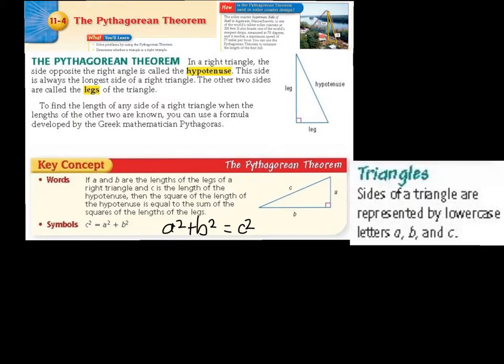And generally, the right angle is usually C if we're using A, B, and C, and capital letters are used for the vertices, and the lowercase letters a, b, and c are the sides opposite those angles.